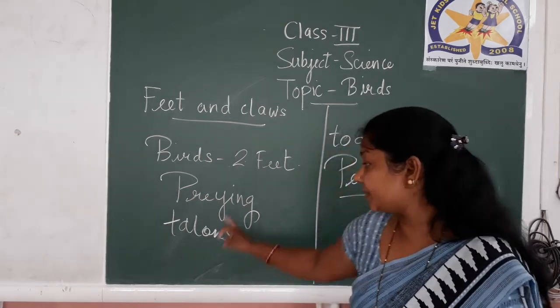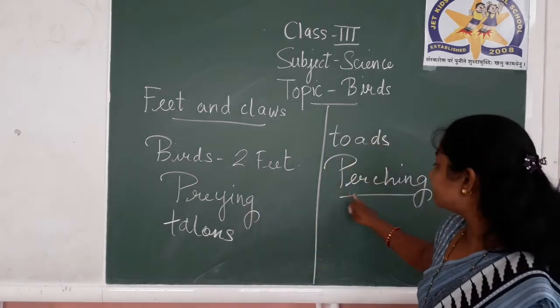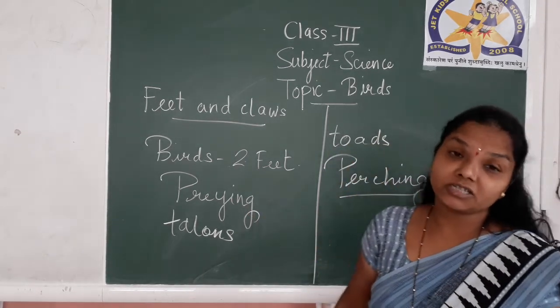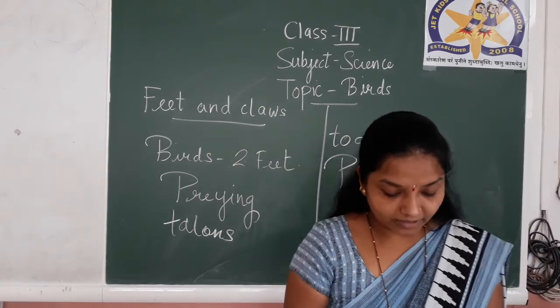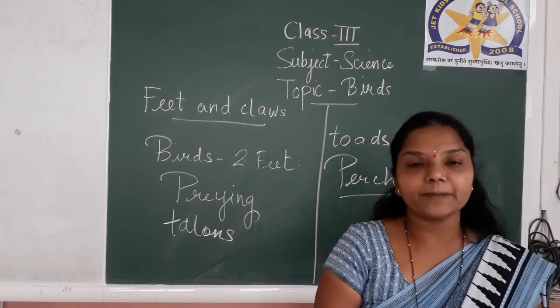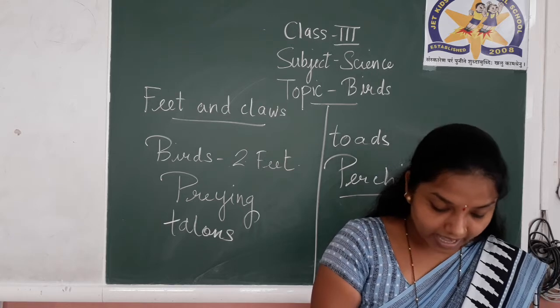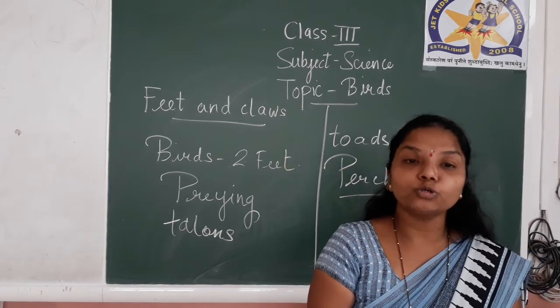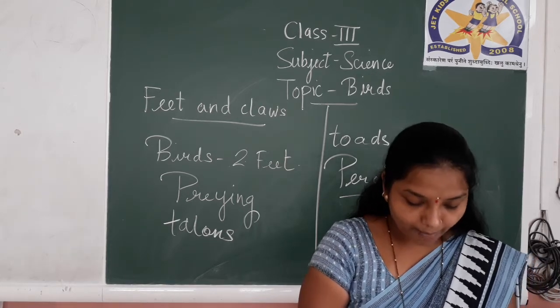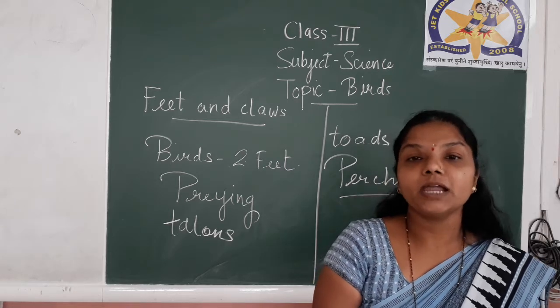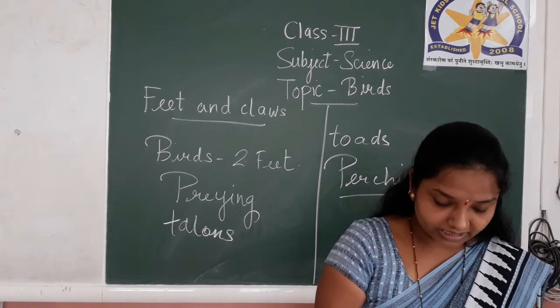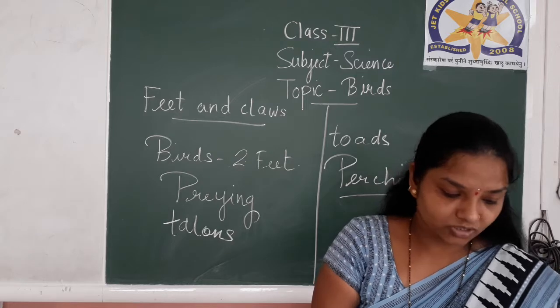See, the first one is praying birds, then the second is perching birds, third scratching birds, and the 4th one is climbing birds. The examples of climbing birds are parrot and woodpecker. They have 2 toes in the front and 2 at the back. These toes help them to climb the trees and hold on to the branches.